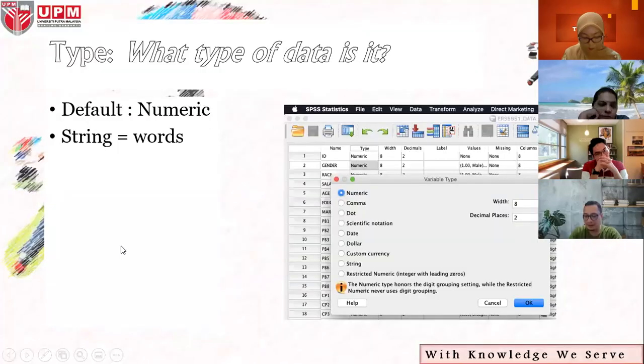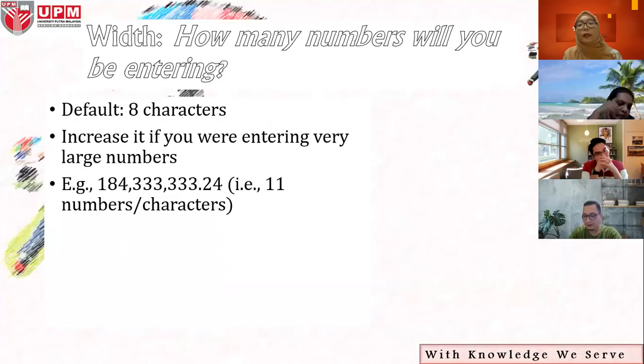Okay, next one. How many numbers will you be entering? This one is referring to how many characters we can include. Just now I increased from 8 up to 100. By default you can include 8 characters, but you can increase accordingly, according to the characters or numbers that you need in your data.